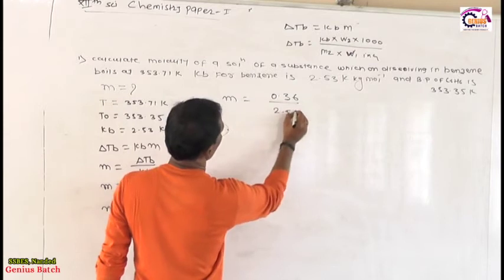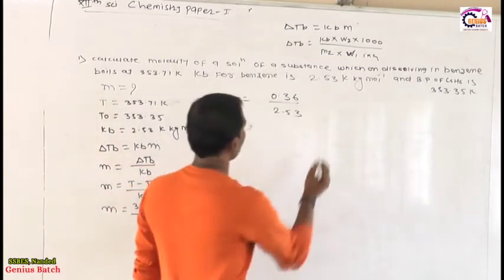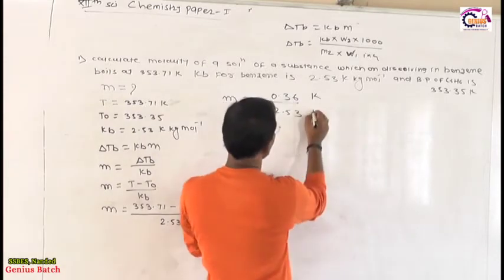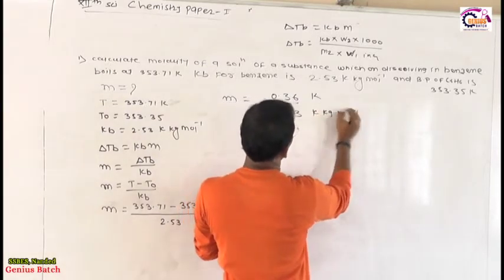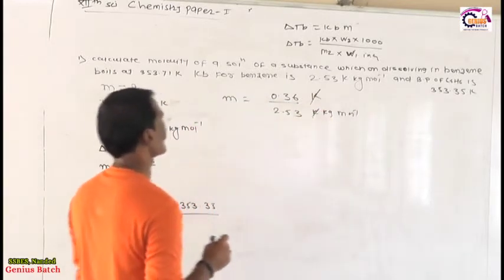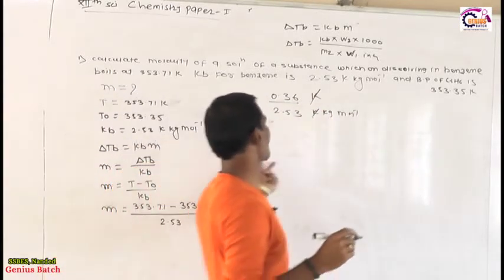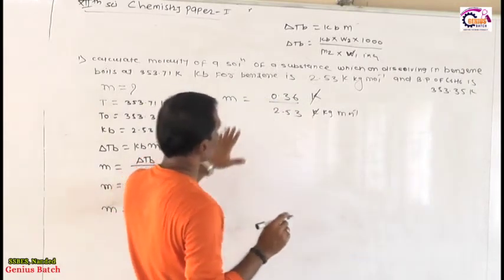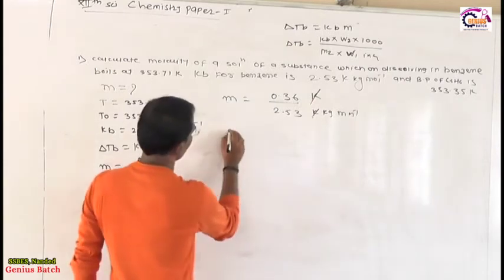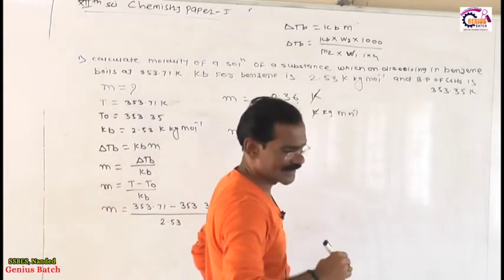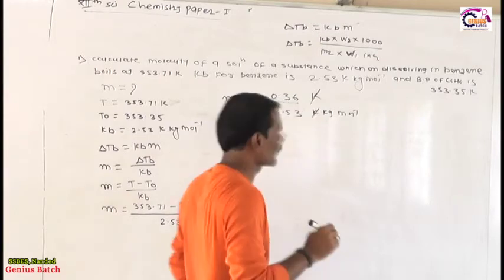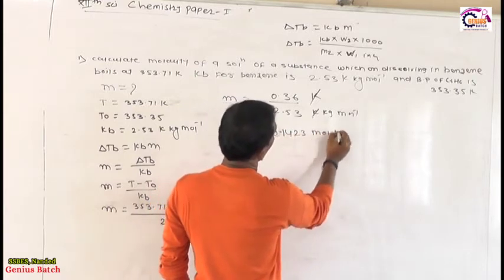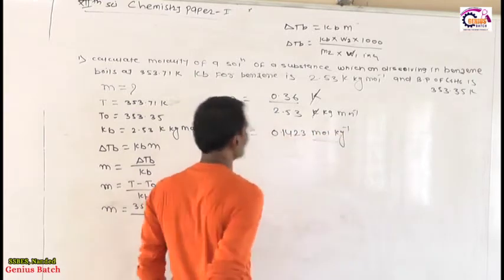What is the unit of 0.36? The unit of 0.36 is Kelvin, yes or no? And the unit of Kb is Kelvin kilogram per mole. Obviously, Kelvin gets cancelled, because the unit of molality is mole per kilogram. So, listen very carefully. You divide this, and small m is equal to 0.11423 mole per kilogram. So, this is the unit of molality.